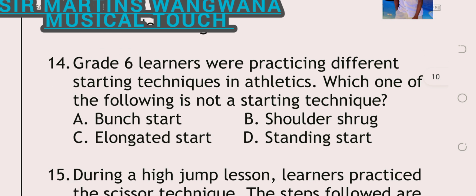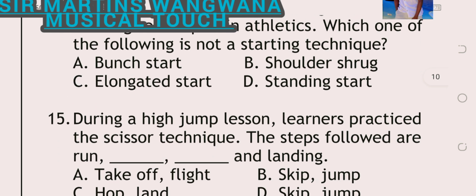Then number 14 says, Grade 6 learners were practicing different starting techniques in athletics. Which one of the following is not a starting technique? A. Bunch start, elongated start, shoulder shrug, standing start. So shoulder shrug is a finishing technique which I've already talked about in the previous question. So the correct answer for number 14 will be B. Shoulder shrug is a finishing technique.